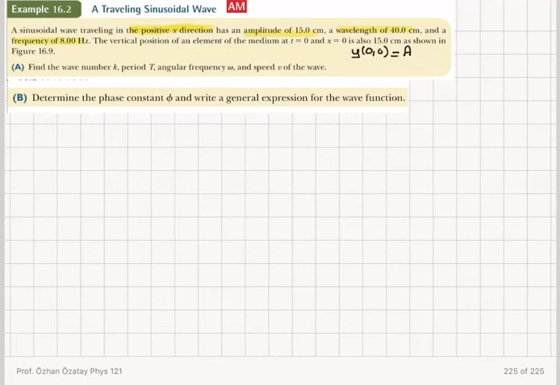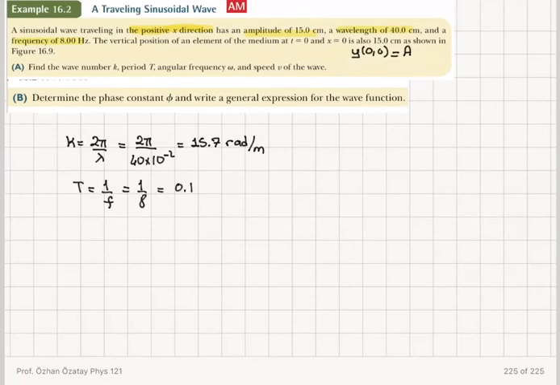Okay, so I start with the wave number. Wave number k is equal to 2 pi divided by the wavelength. Wavelength is 40 centimeters. So it is 2 pi divided by 40 times 10 to the minus 2 meters. That's going to be 15.7 radians per meter. Then the period is 1 over the frequency, so it is 1 over 8 Hertz. So I find it to be 0.125 seconds.